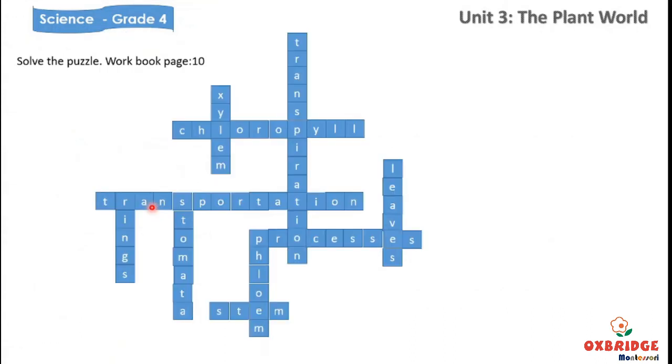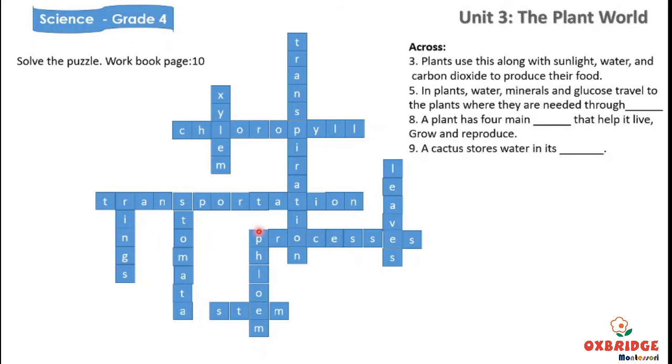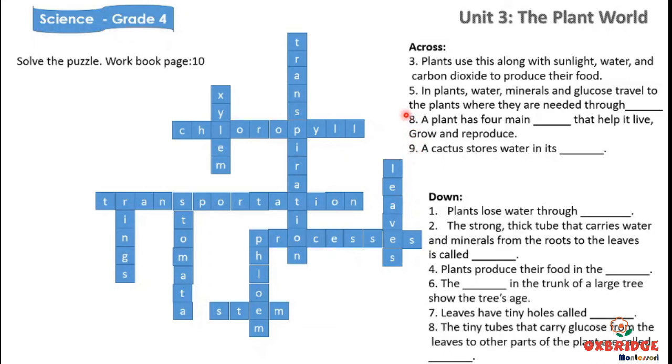So here is a puzzle. You have to solve it on your workbook page number 10. Here are some clues. Number 1: plants lose water through transpiration. So this is the answer. You have to write transpiration in your books in the number 1 column.